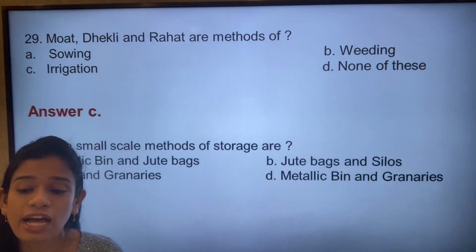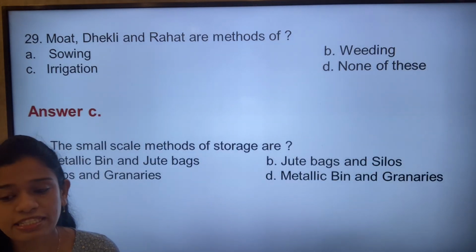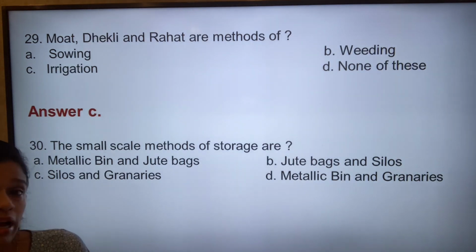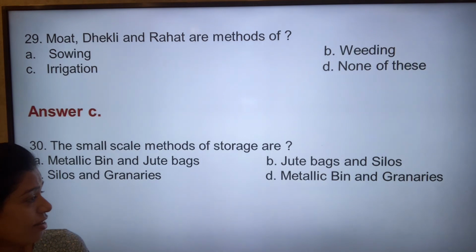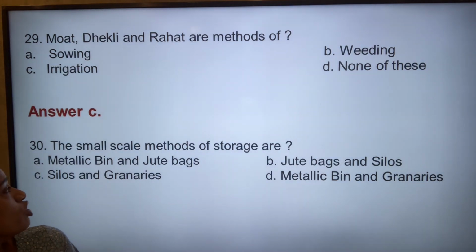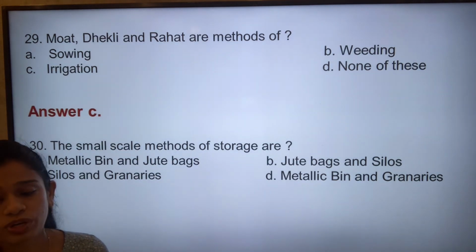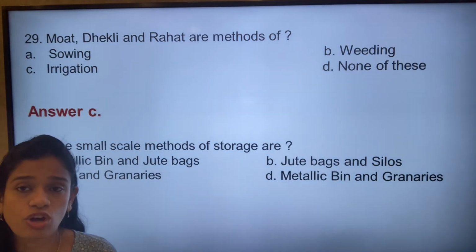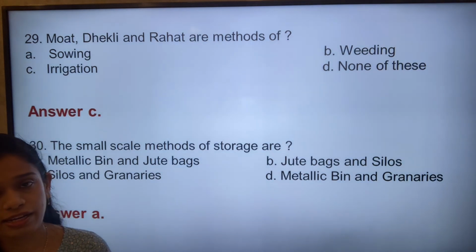Now let's come to the last question of this session: the small-scale methods of storage are metallic bin and jute bags, silos and granaries, or metallic bin and granaries. So the small-scale methods of storage are metallic bin and jute bags. That is option A, the correct answer.